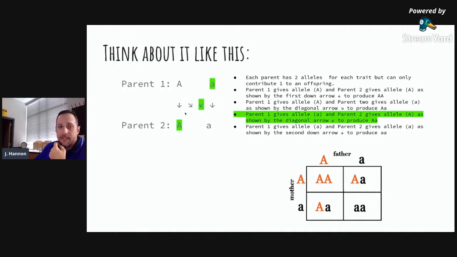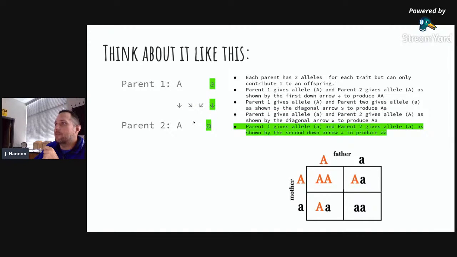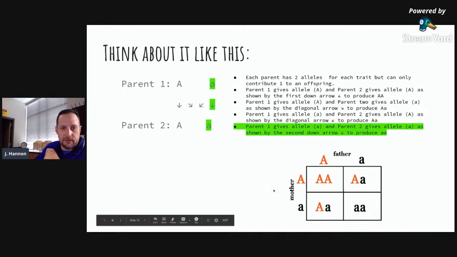Our third possibility is parent 1 gives the lowercase, the recessive allele. Parent 2 gives the dominant allele, following this pathway. And our last possibility is parent 1 gives the recessive, and going straight down, parent 2 also gives the recessive. So that's how we get all of these possibilities in our Punnett square like we've been doing.